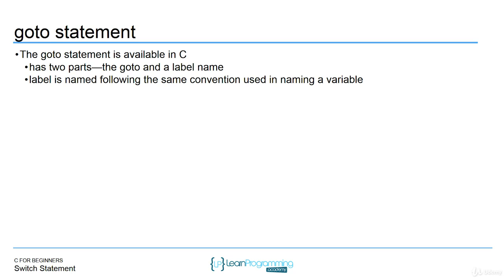The last thing I wanted to mention was the go-to statement in relation to decision making. It's not a direct decision statement. It's more of jumping to a different line of code using a label. But it is available in C, and that's why I wanted to mention it. There are two parts to the go-to statement, the label and the go-to keyword.